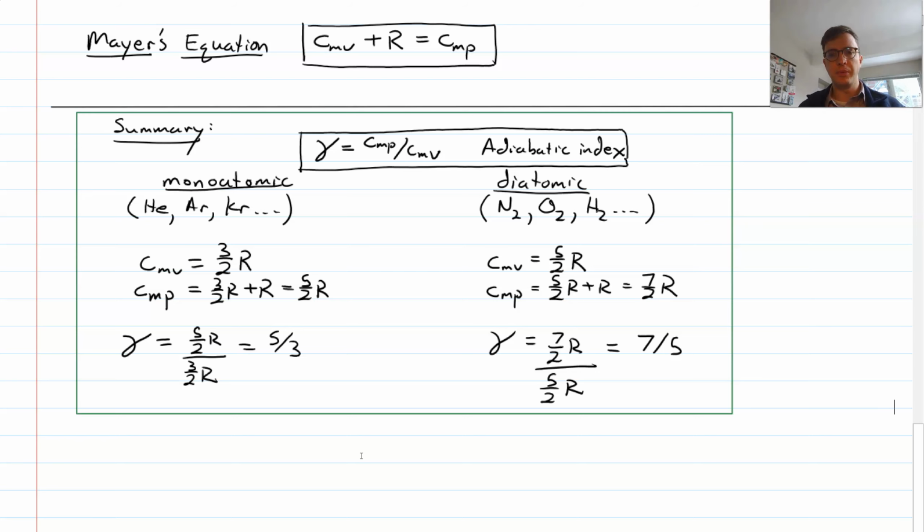We'll go a little bit deeper into this in class, and in particular, I'll try to prove some of these other things, like why does U only depend on T for an ideal gas? That's something that we'll discuss in class. And we'll start using this adiabatic index when we start talking about adiabatic processes.